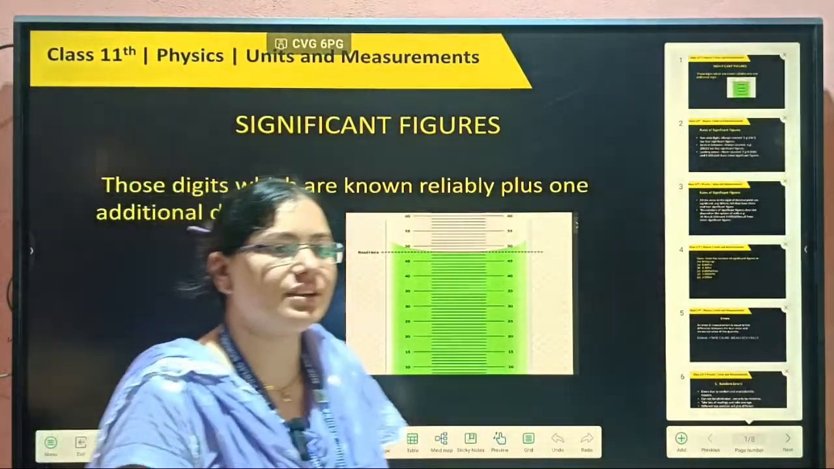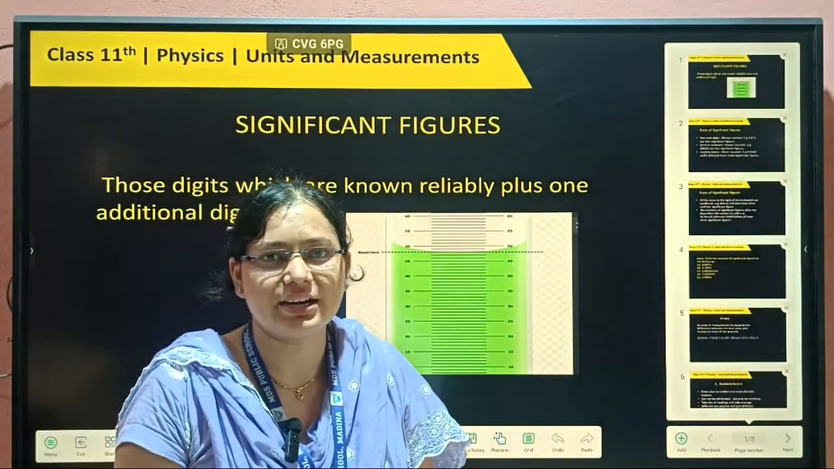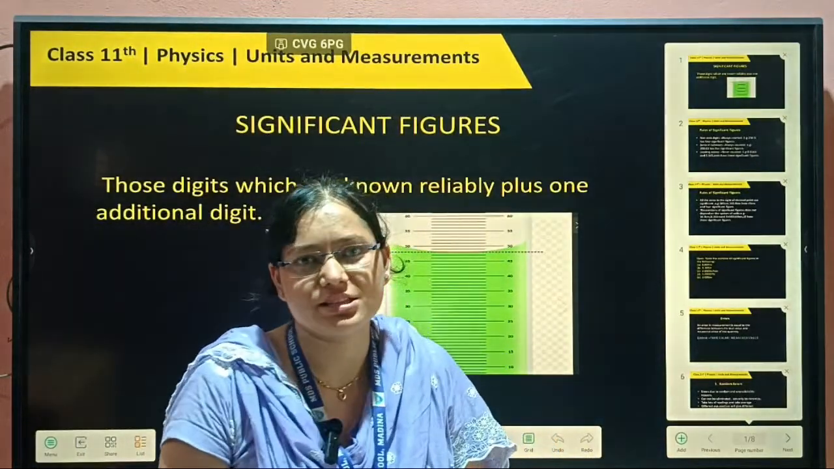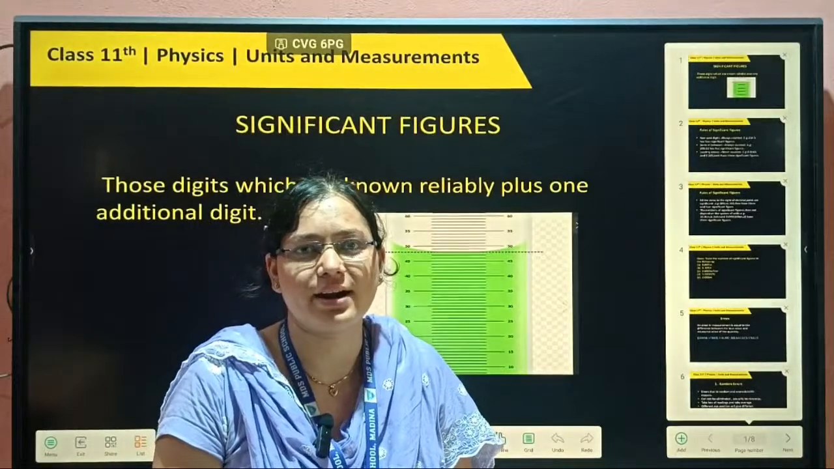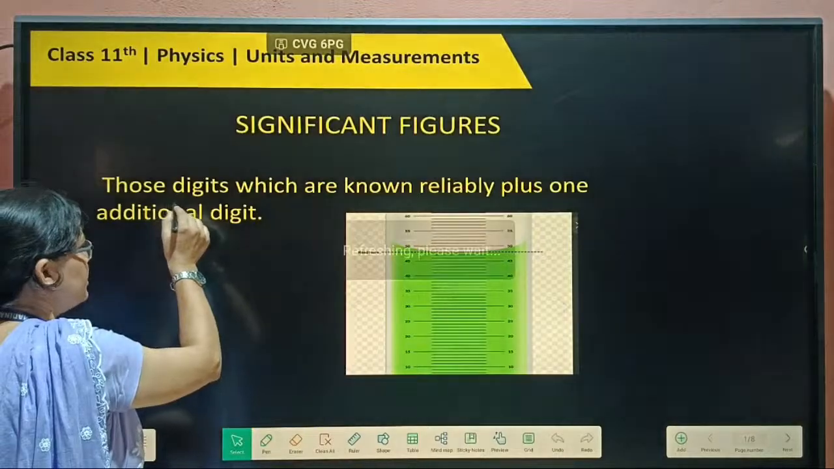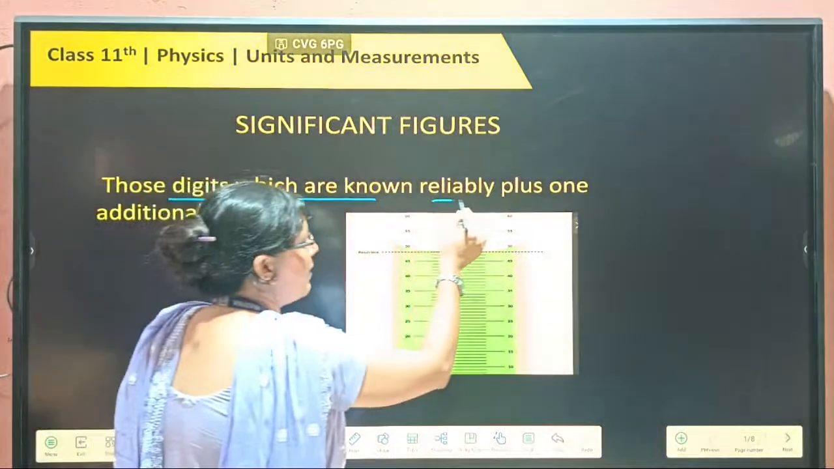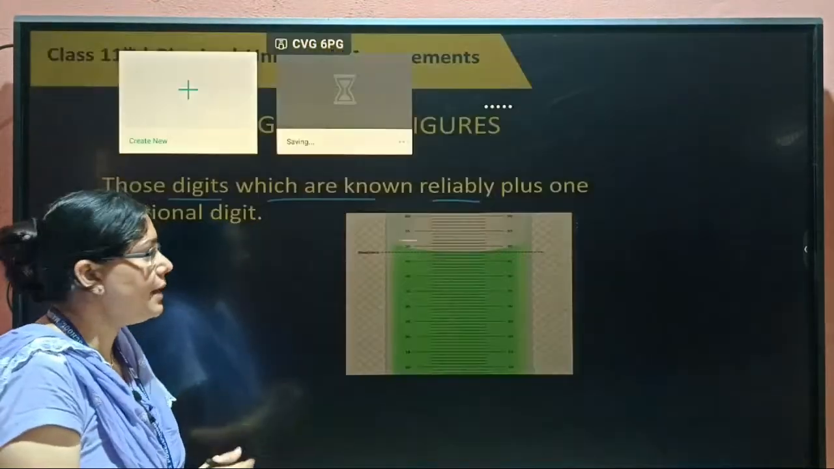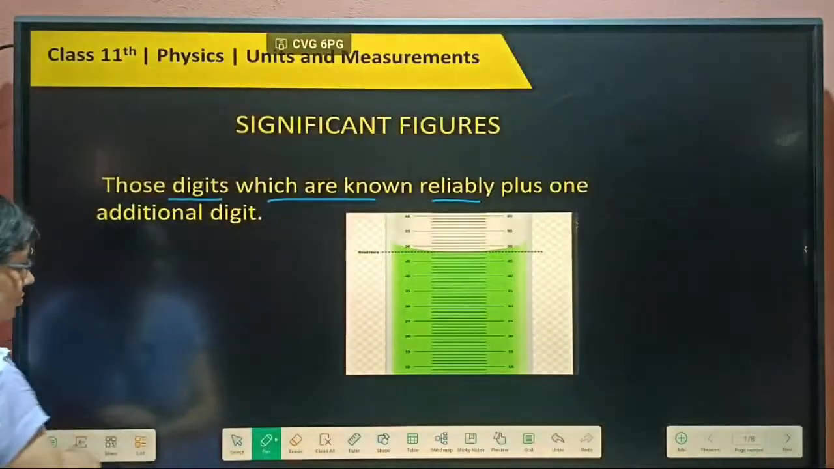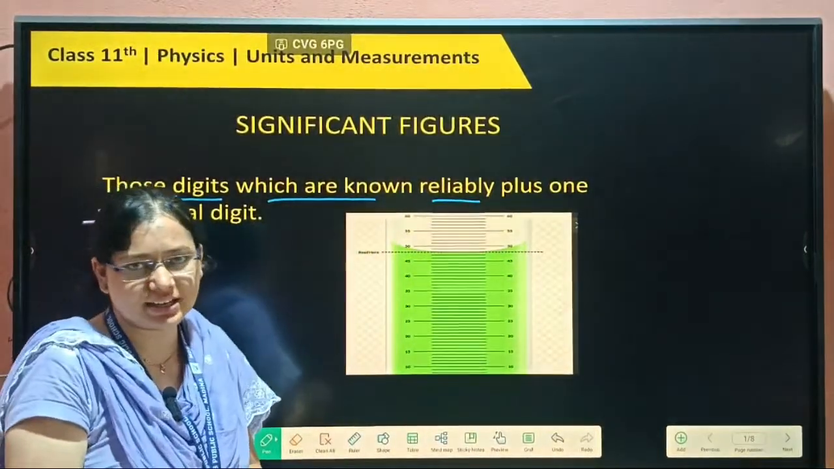Significant figures, beta, are the numbers, the figures, of any quantity that we are measuring. At which number we are measuring, and by which instrument, decides the significant figures. Now we will read about this. Here we take those digits which are known and reliable, plus one additional digit. That is your significant figure.